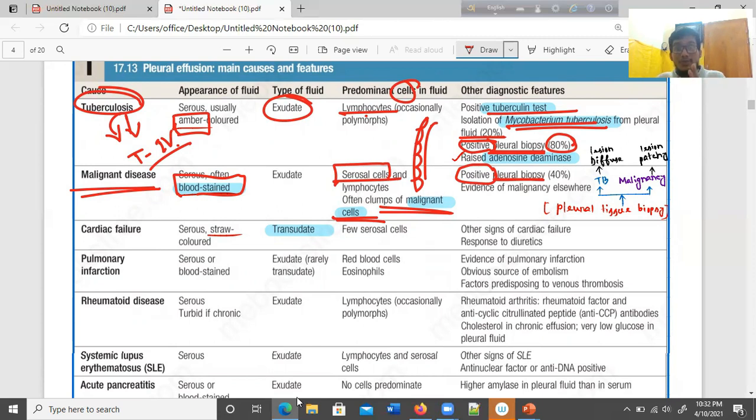So whenever you take history from a patient, you will definitely find signs and symptoms such as a growth, weight loss history, anorexia, chronic fatigue, etc. These are the signs and symptoms that arise during malignancy. So history is the most important thing for us.